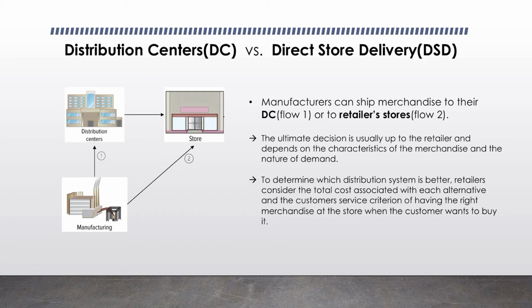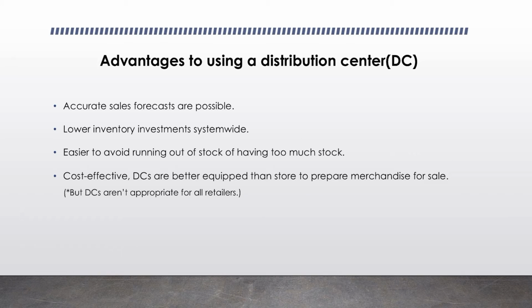And to determine which distribution system is better, retailers should consider the total cost associated with each alternative and these customer service criteria. There are several advantages to using a distribution center. First, accurate sales forecasts are possible. Second, distribution centers enable the retailer to carry less merchandise in the individual stores, which results in lower inventory investment system-wide. Third, merchandise is ordered from the distribution center as needed, so it is easier to avoid running out of stock or having too much stock in any particular store.